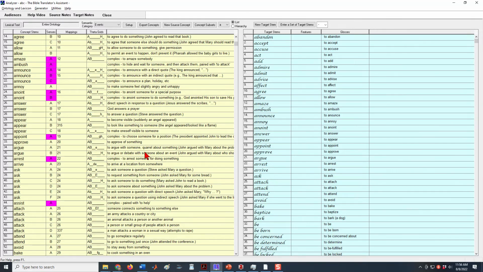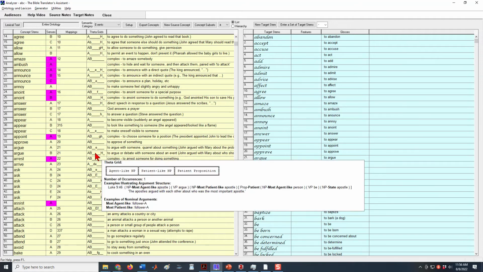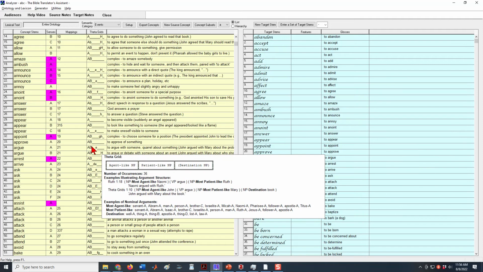You can argue with someone about an event. Argue with Mary about who shoved somebody. Well, we don't want that here. We want this first meaning: argue with someone. We don't have to specify about something. That destination argument is optional. As you can see here in the white box, in the second example, John argued with Mary about the book, and you can see that book is the destination. That's in parentheses in the box up there, so that's optional.